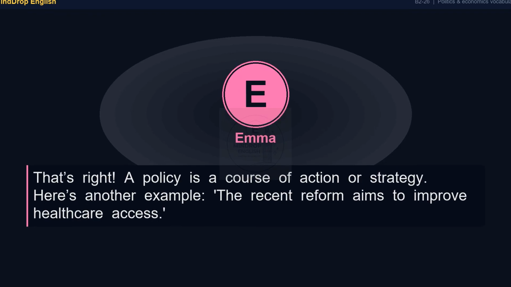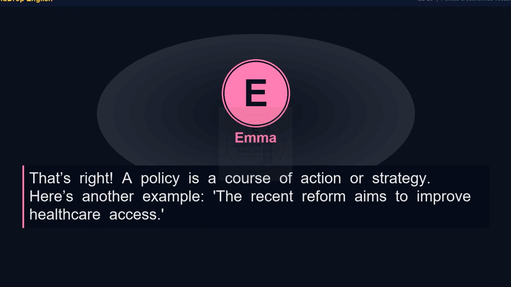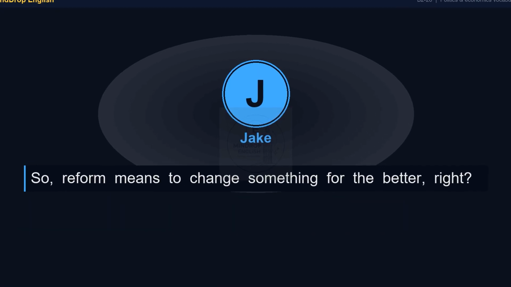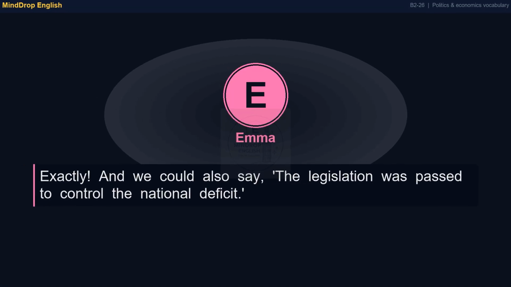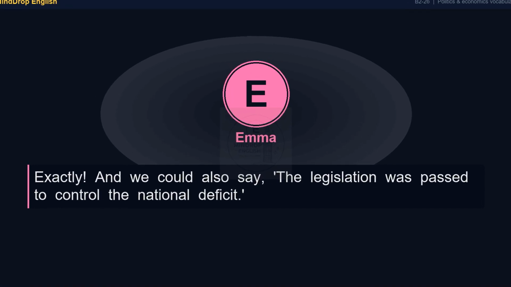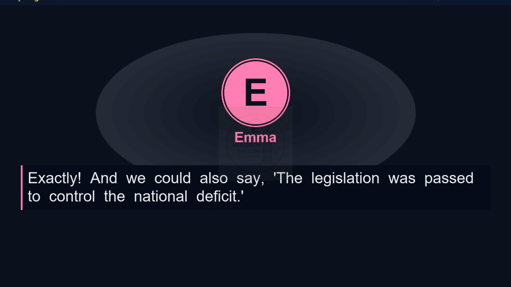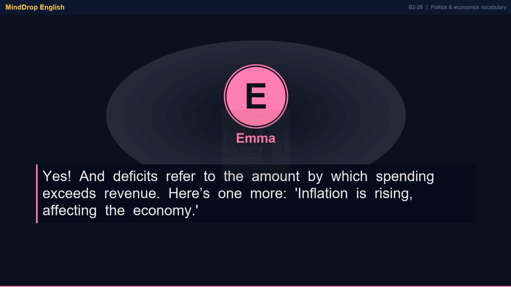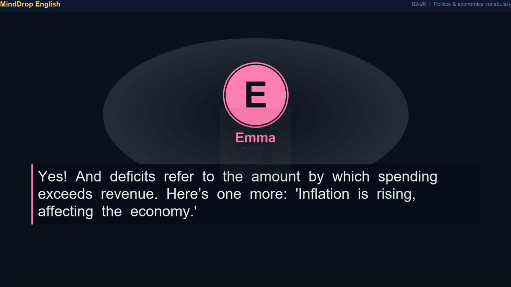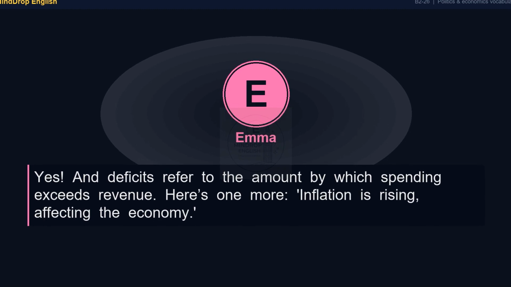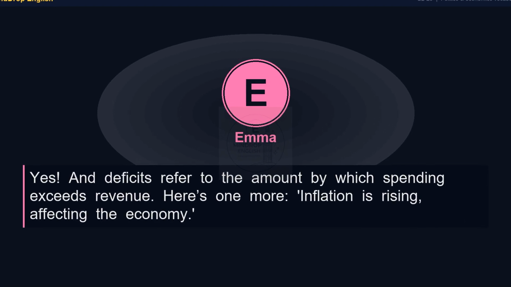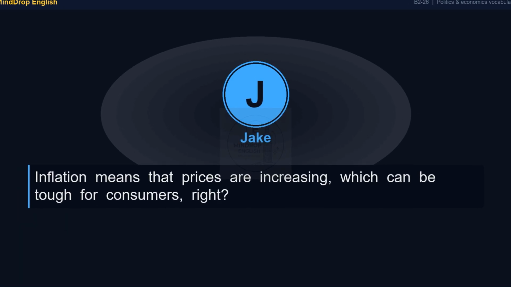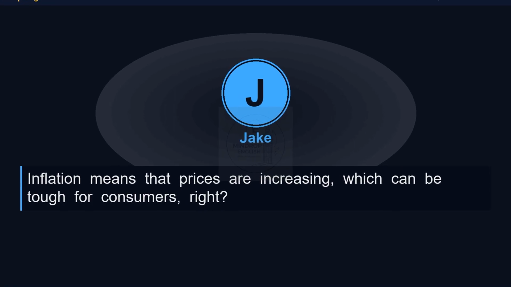Here's another example. The recent reform aims to improve healthcare access. So, reform means to change something for the better, right? Exactly. And we could also say, the legislation was passed to control the national deficit. Legislation is the act of making laws, am I correct? Yes. And deficits refer to the amount by which spending exceeds revenue. Here's one more. Inflation is rising, affecting the economy. Inflation means that prices are increasing, which can be tough for consumers, right?